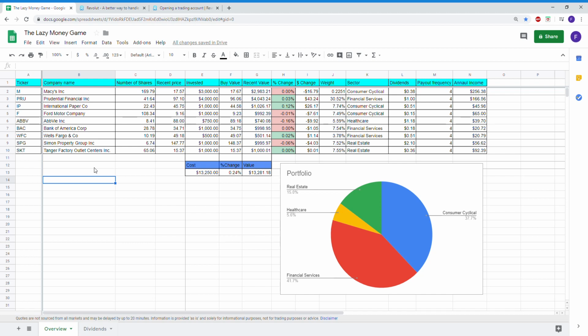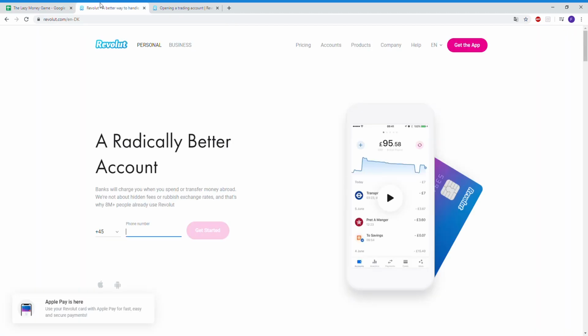The reason why I want to do this is simply to show people how you can do it and how easily you can get started. The reason why I'm starting now in 2020 is because I found this app called Revolut.